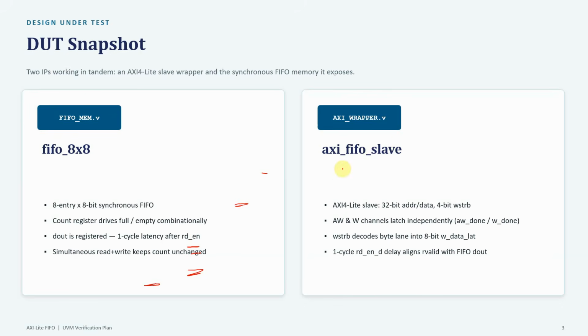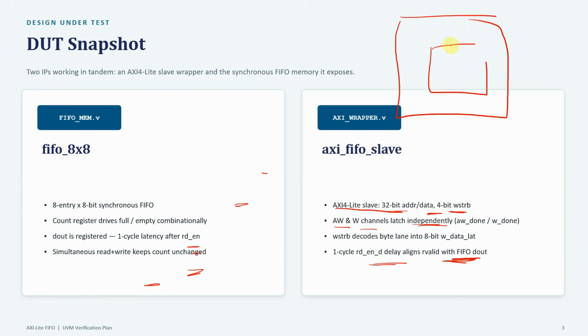And coming to my AXI FIFO slave, it's an AXI4-Lite slave, which is going to have 32-bit address and data and 4-bit strobe. The AW and W channels are going to work independently, latch independently. It is also going to have a 1 cycle read enable delay that aligns R valid with the FIFO D out. So this is what my design is, where I'm going to have an AXI wrapper, and inside this I'm going to have the FIFO, which is 8 cross 8.